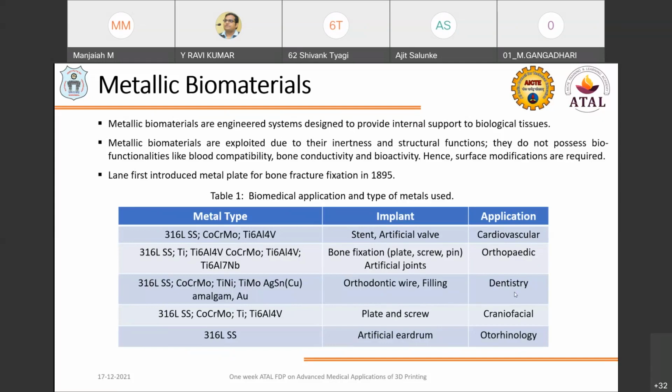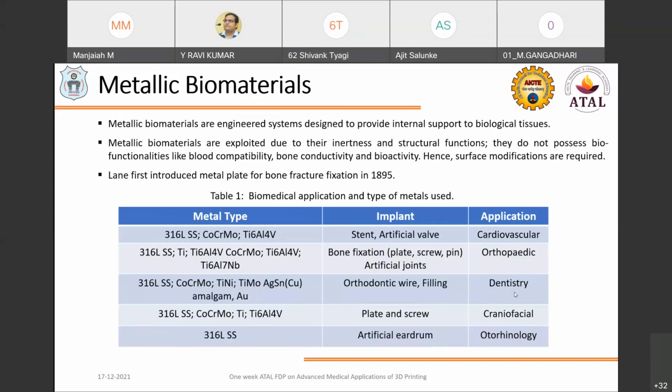And with respect to plates and screws, these are used wherever we need to address craniofacial aspects. In that, chromium, cobalt, titanium, stainless steel and titanium alloys are used wherever we need to have plates and screws.